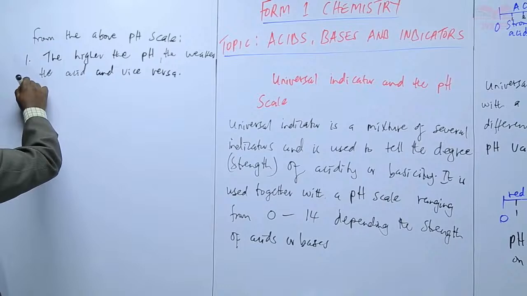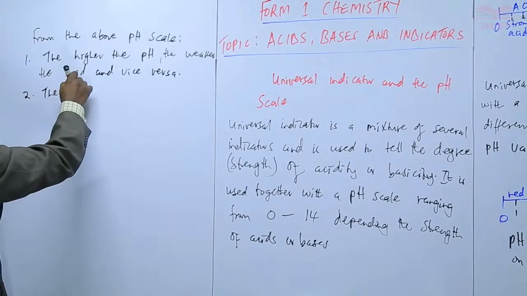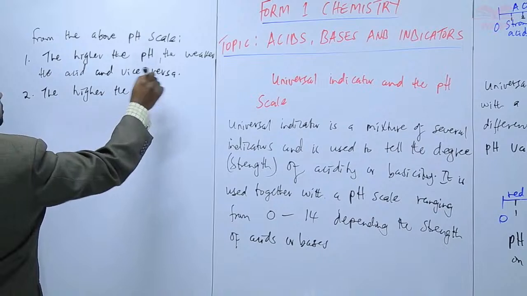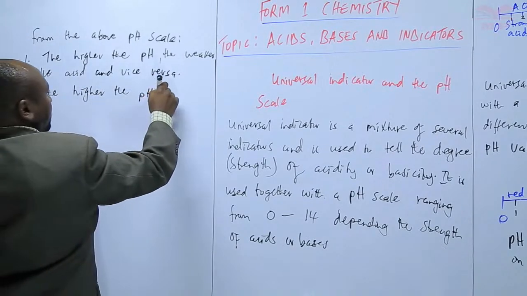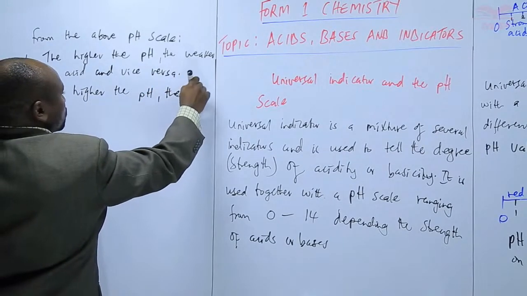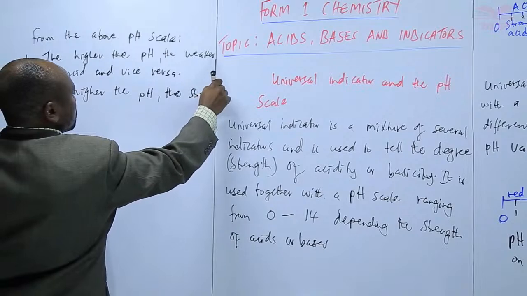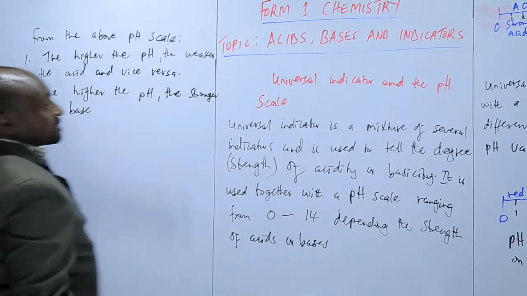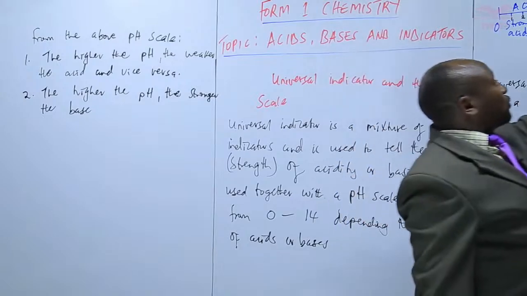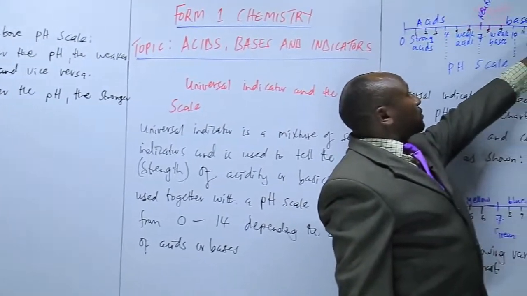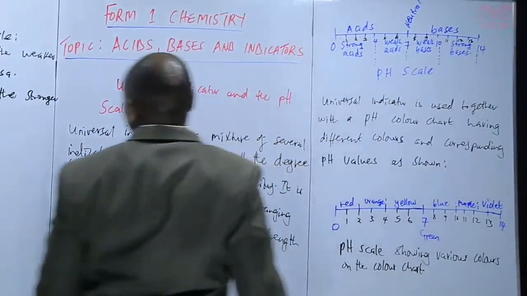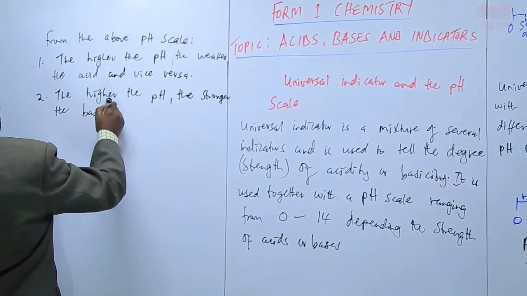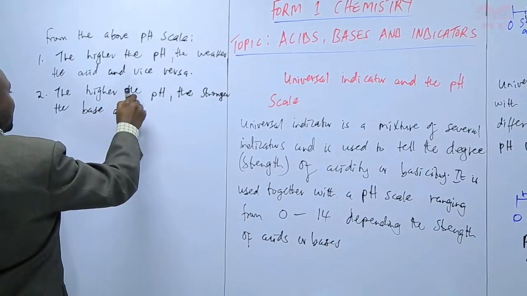In bases, the higher the pH, the stronger the base. As we can see, strong bases have higher values, weak bases have lower values. So the higher the pH, the stronger the base, and vice versa.